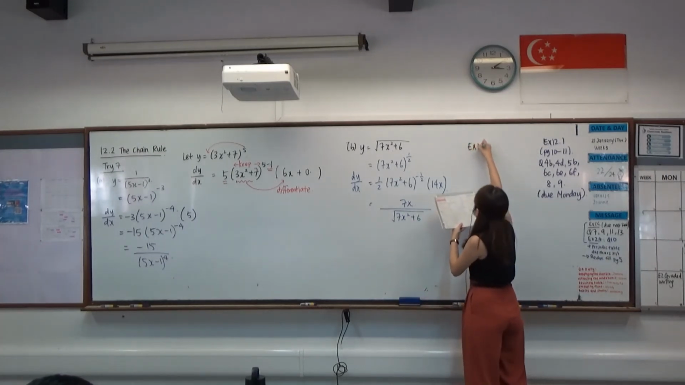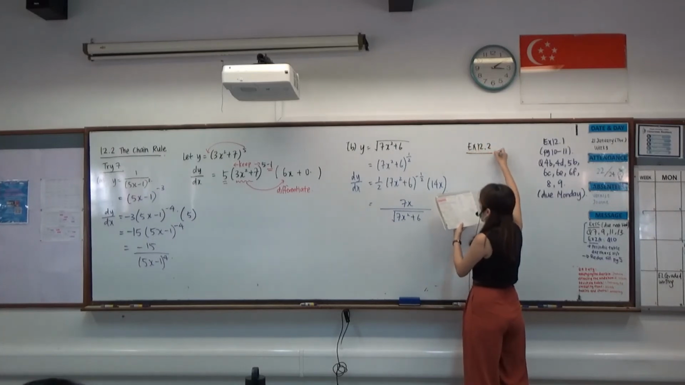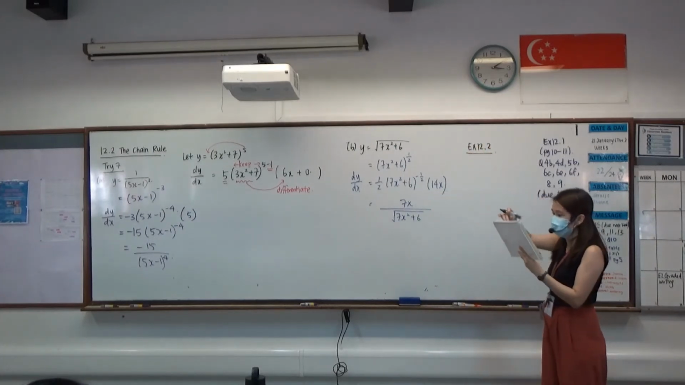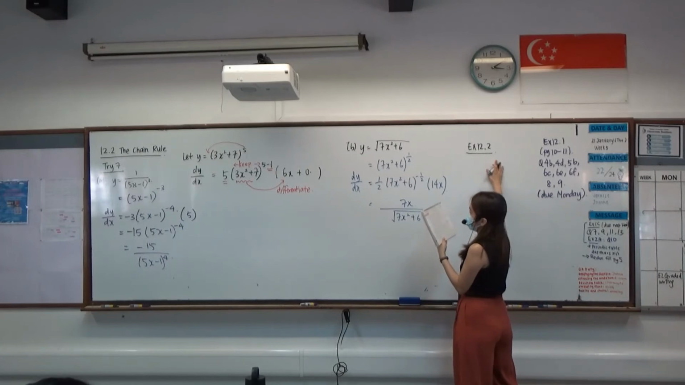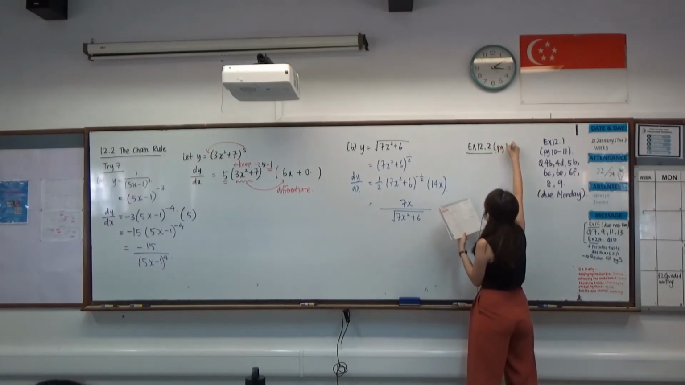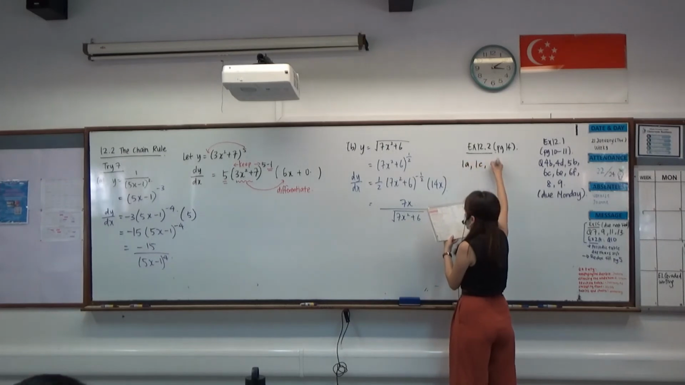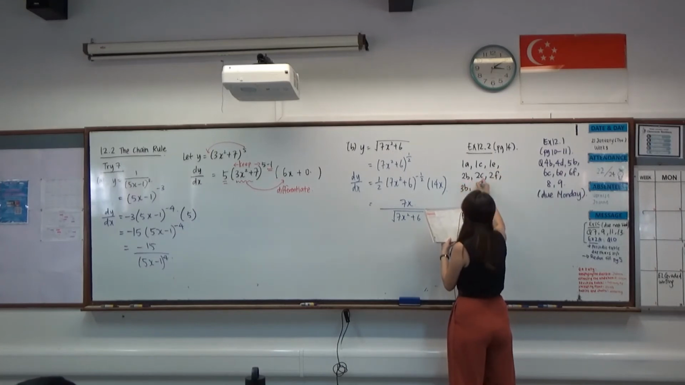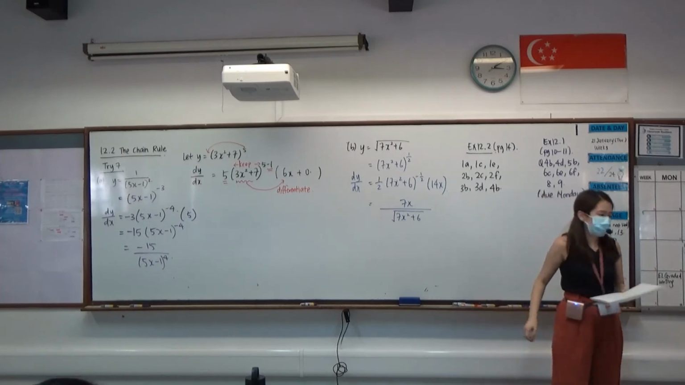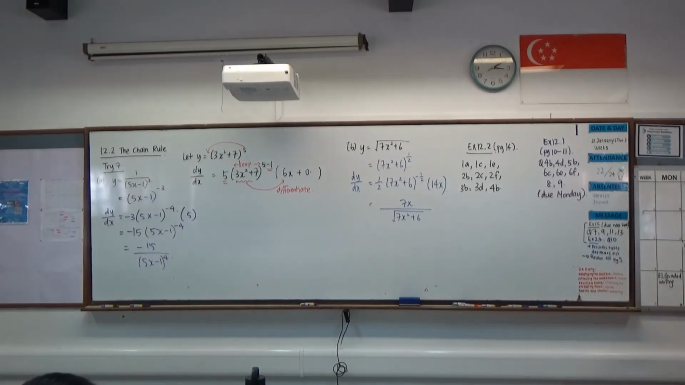Okay, next, I want you to practice your chain rule. Exercise 12.2 in your textbook, page 14. I want you to do question 1A, 1C, 1E, 2B, 2C, 2F. It is inevitable, you must really train yourself in this field. We've got differentiation to last us for 4 chapters.